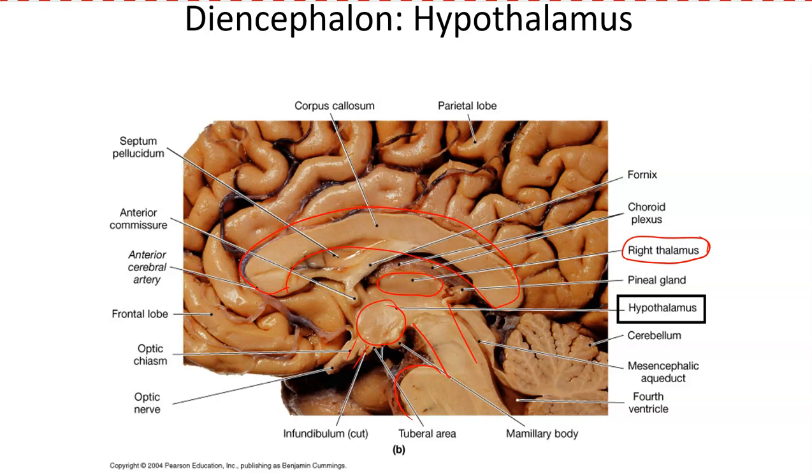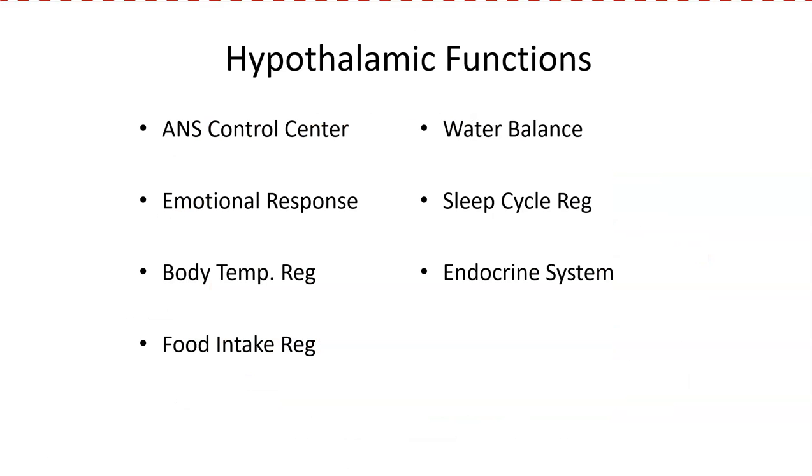So if you use your imagination, you can kind of help yourself remember these parts within the brain. Now, the hypothalamus is home to homeostasis. Look at all the functions here that are vital to your survival. Autonomic nervous system control is ANS control. That is all of the automatic responses that occur in your body. Emotional response, body temperature regulation, food intake, which is hunger, water balance, which is thirst, your sleep cycle, and your endocrine system, which is all those hormones, is regulated through the hypothalamus.